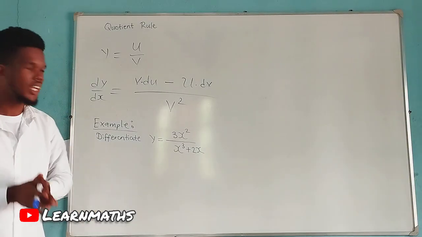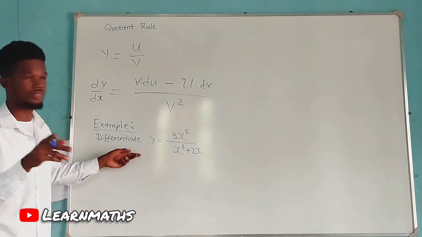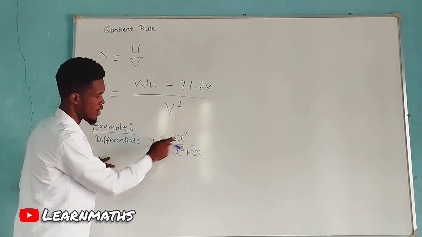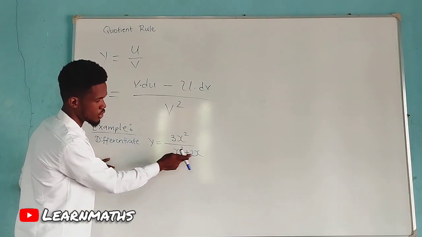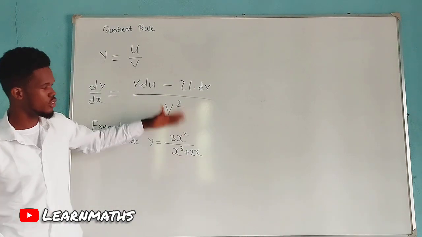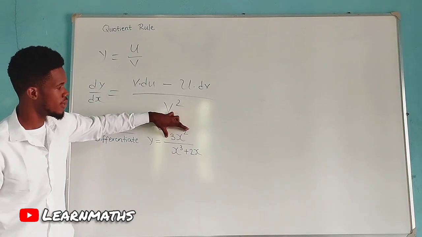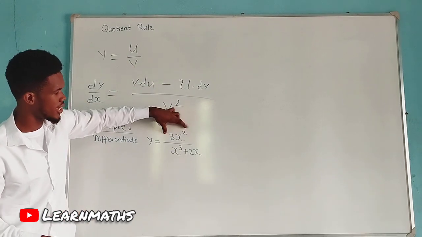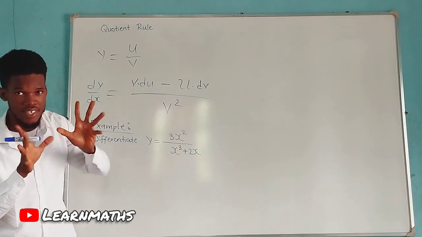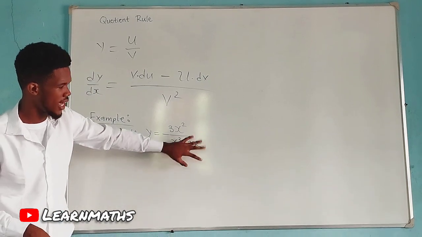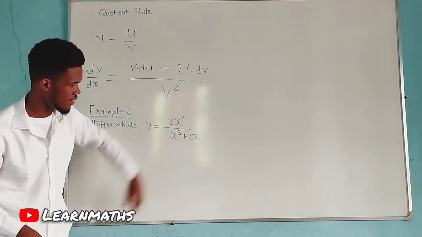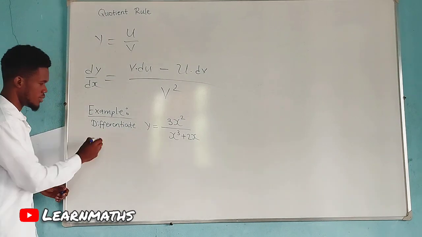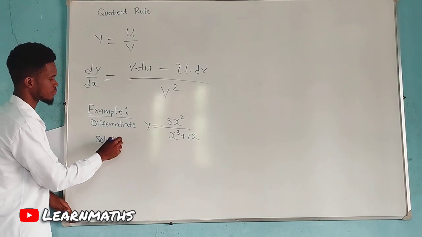Alright, so we're going to take this example under the quotient rule. Differentiate this function y equals 3x squared over x cubed plus 2x. Now we have a numerator and a denominator. The numerator is our u, in this case, since we have u over v. Our u here is 3x squared and our v is x cubed plus 2x. Get the point? These are u, these are v. So how do we differentiate this? We're going to apply the quotient rule. So this will be the solution.